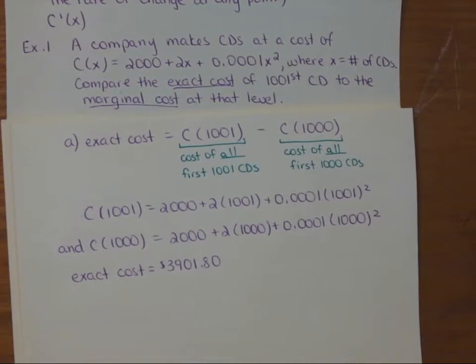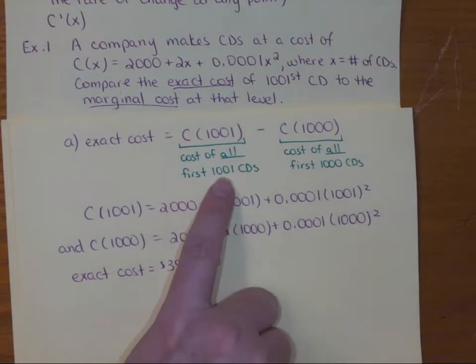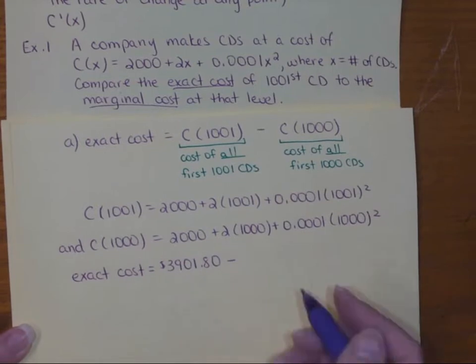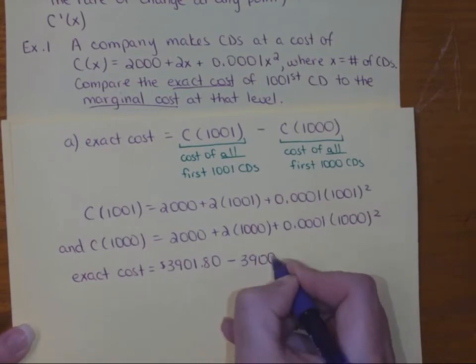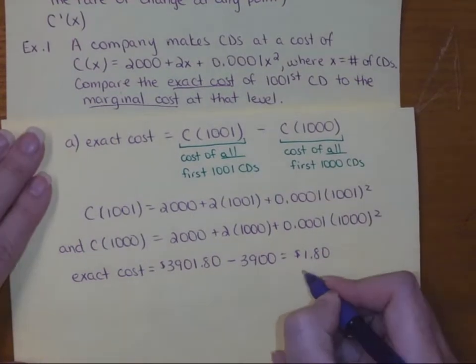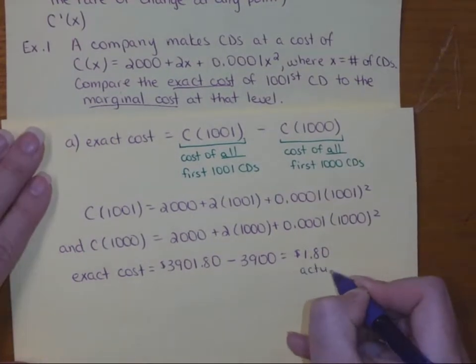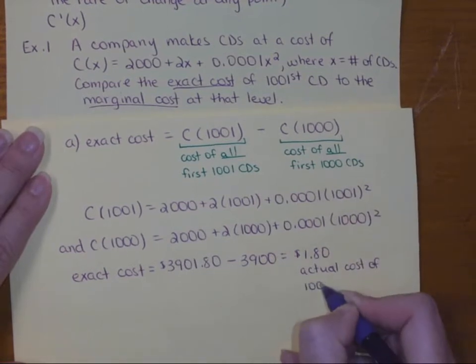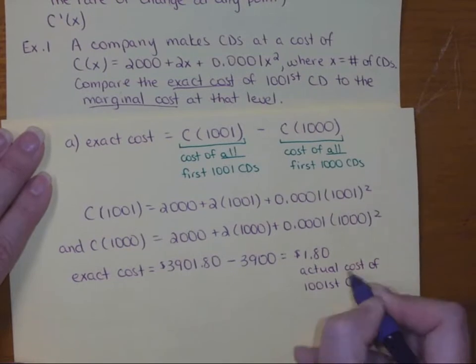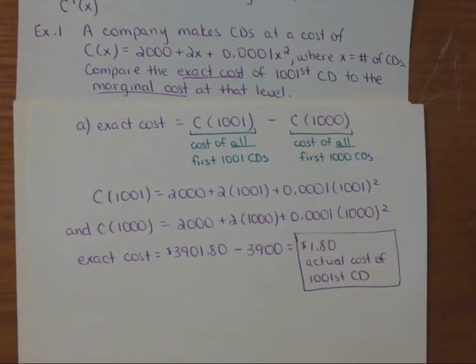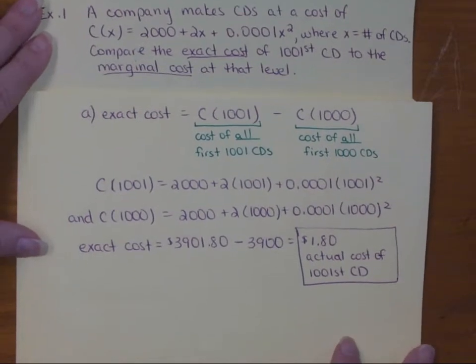By the way, you should know that's not your final answer because that's not a reasonable cost for a CD, unless it's plated in diamonds. That's too much. The reason that's so high is because it's the cost of all the first 1,001 CDs. And then if you plug 1,000 in, you get $3,900. So notice the difference is just $1.80. This is the actual cost of the 1,001st CD. Just using algebra, just using function values, that was the exact cost.